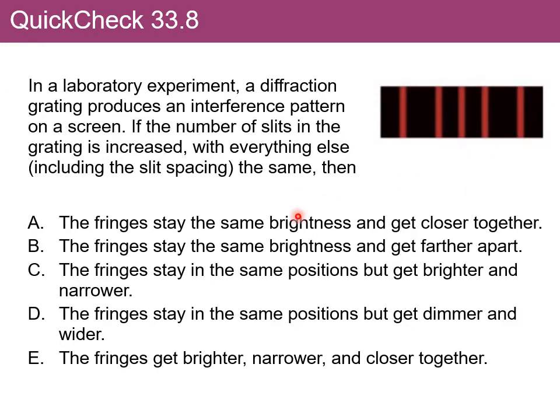In a laboratory experiment, a diffraction grating produces an interference pattern on a screen. If the number of slits in the grating is increased, with everything else, including the slit spacing, the same, then: A, the fringes stay the same brightness and get closer together. B, the fringes stay the same brightness and get farther apart. C, the fringes stay in the same positions but get brighter and narrower. D, the fringes stay in the same positions but get dimmer and wider. E, the fringes get brighter, narrower, and closer together.